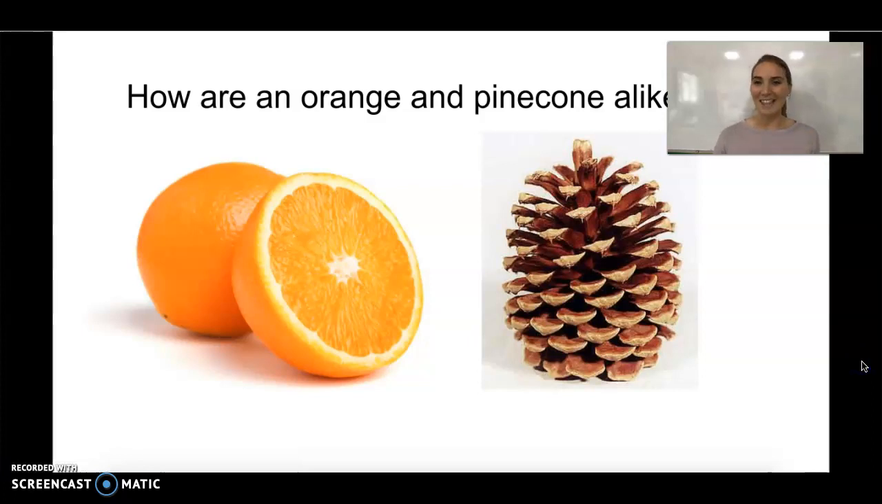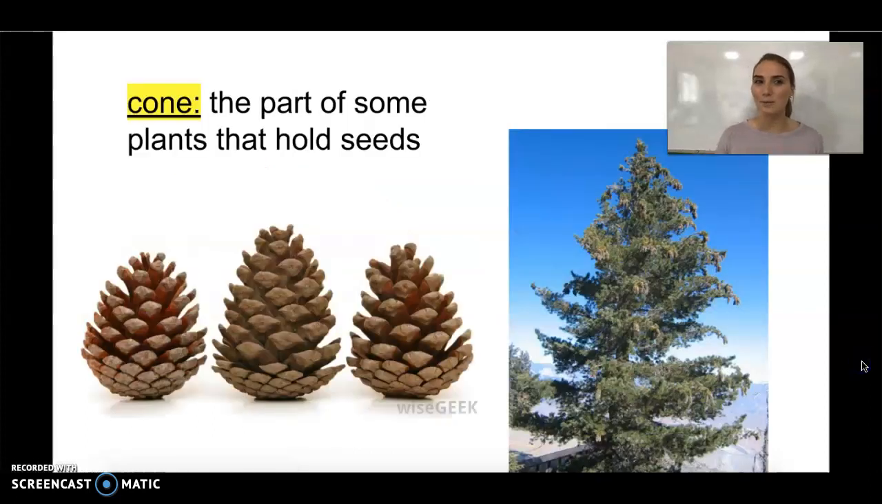Well, let's look at this example. How are this orange and this pine cone the same? Can we eat them both? No. They both have seeds. Some plants produce fruit and some plants produce cones. The cone is the part of the plant that holds the seed. The fruit and the cone do similar jobs.